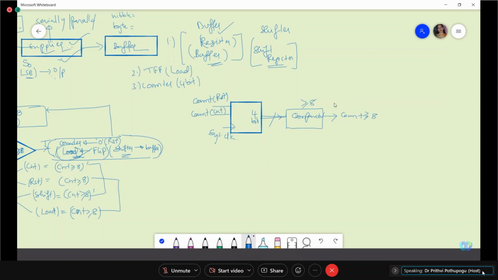Once this is complete, what are the iterations that should be performed? Your byte buffer should be getting a signal saying that you need to load the register, no? So this will be 4 bit, say this is your 8, byte size is 8. This is from the supplier, it will be getting the data. And this will be issued with a signal of load. This load signal will be based on the same system clock.